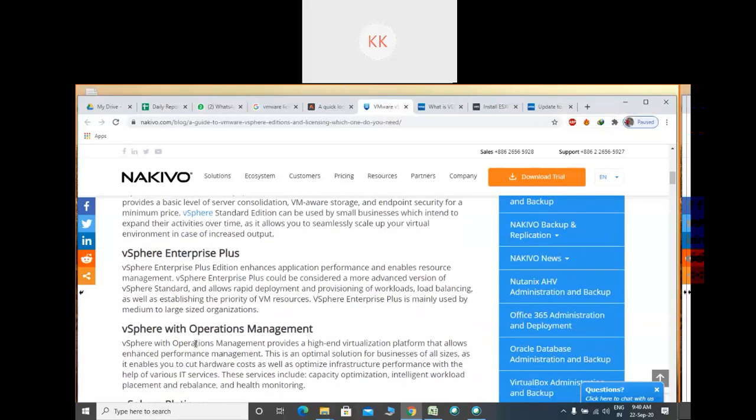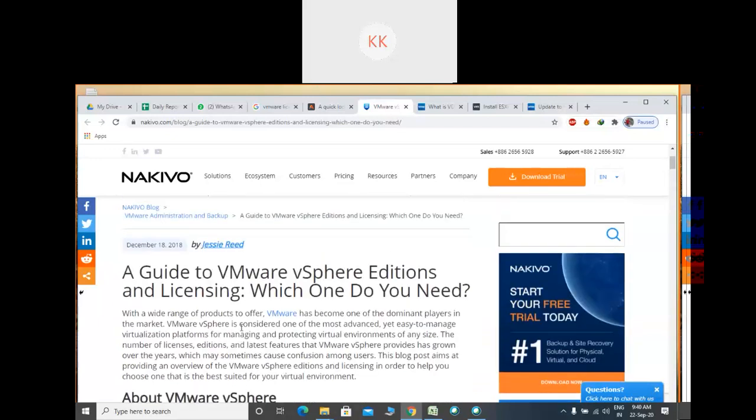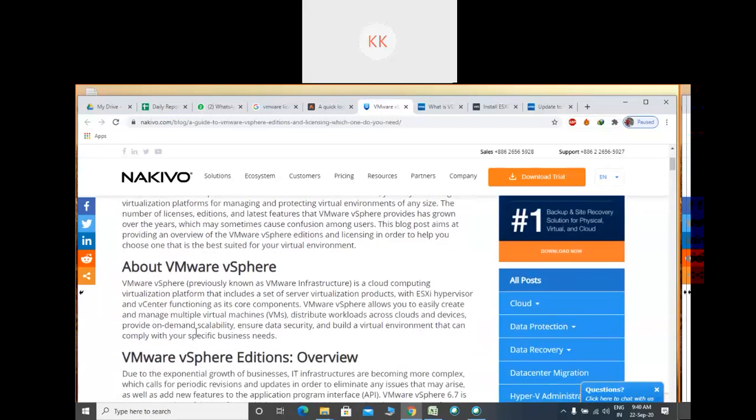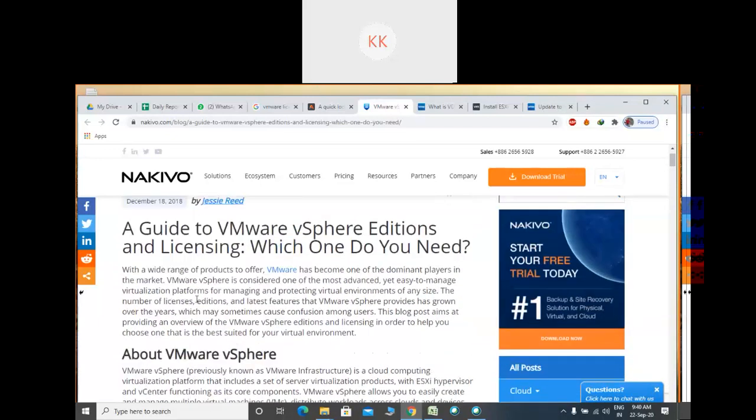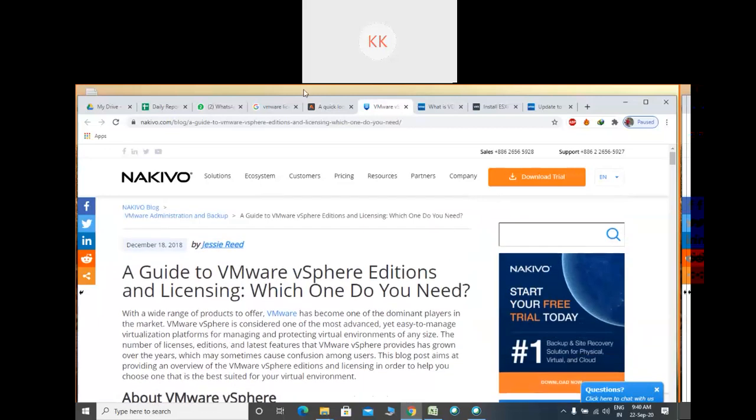Good. Now we'll go towards the next. So see, I am just giving you the reference. So what we're discussing, we started with the vSphere installation. Whenever you go for vSphere installation, you need to install two products. One is your ESXi and one is your vCenter. Once you install these two products, next one is your licensing.